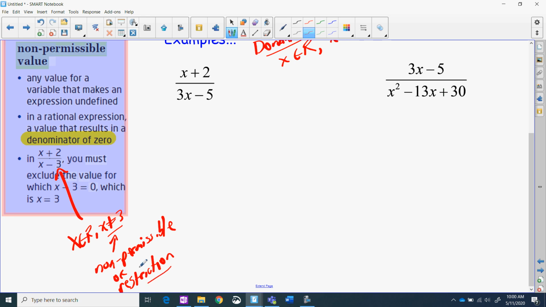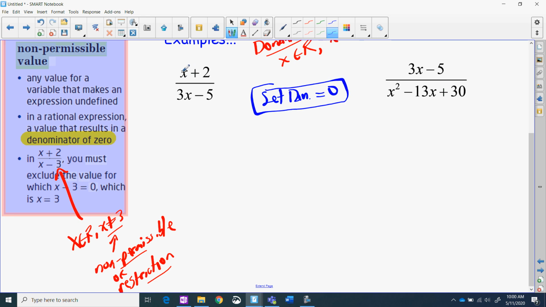And so both of those words mean the same thing. Okay, so if I go to my examples, I got a few of them here we're going to do. All I'm doing to figure these out is I'm saying, okay, the denominator is not allowed to be 0. So what I'm going to figure out is what will make it 0. Okay, so all you have to do is set the denominator equal to 0. That's how you determine non-permissibles.